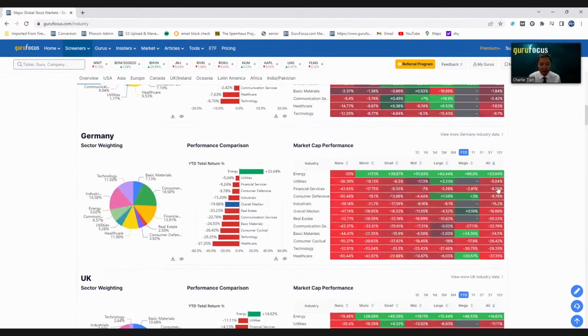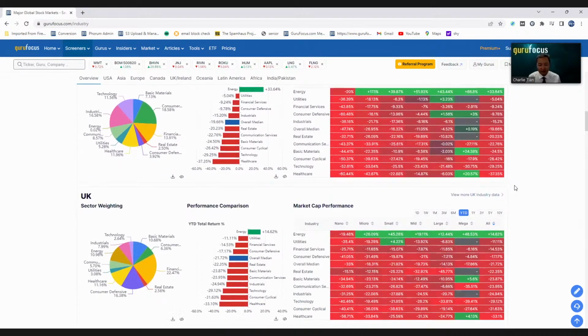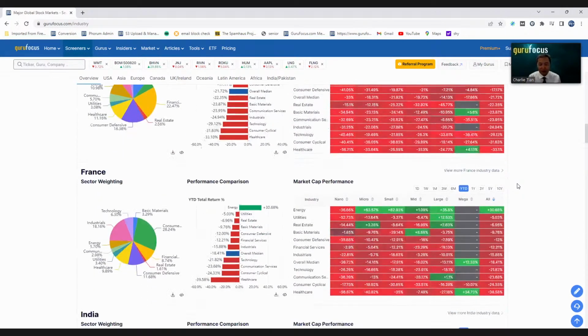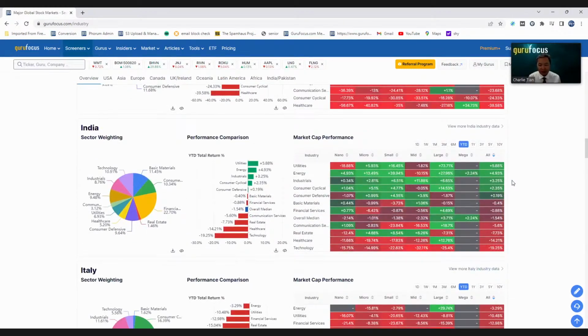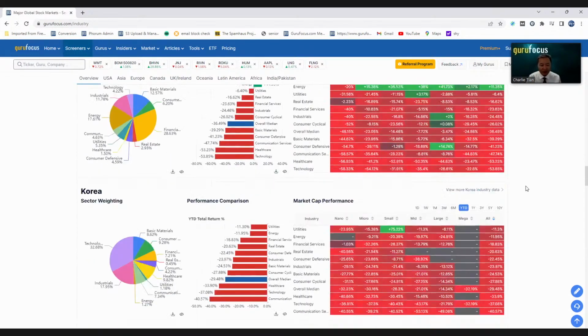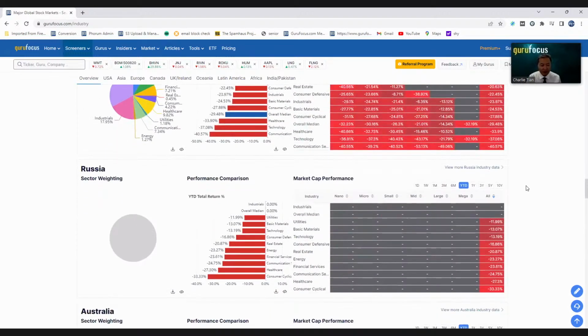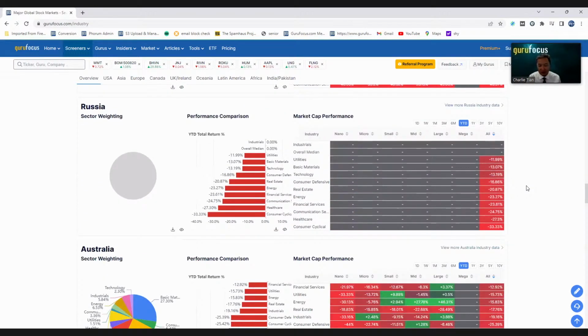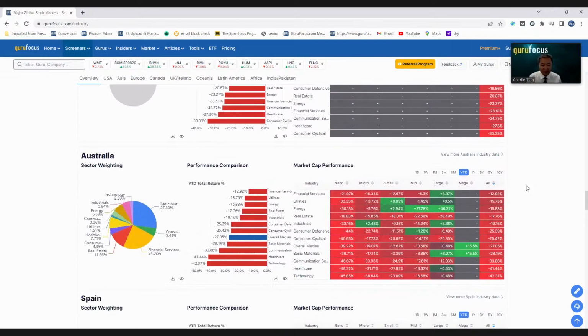Japan is actually better. Germany is doing very poorly. European countries are all doing poorly. India is actually doing better this year. Not that bad this year for India. And Italy, Canada, they're all similar to US. Korea, Russia, okay, Russian companies.